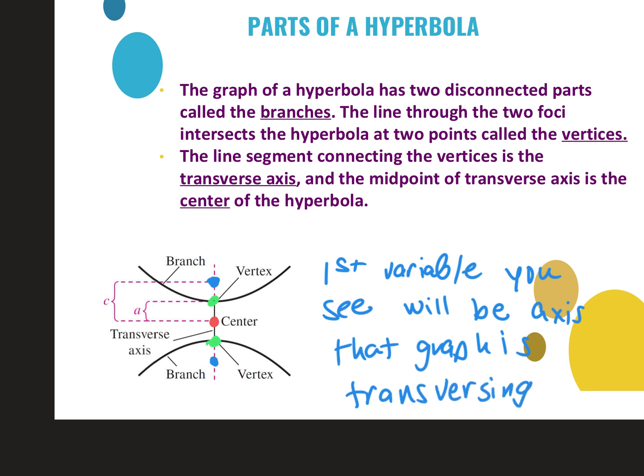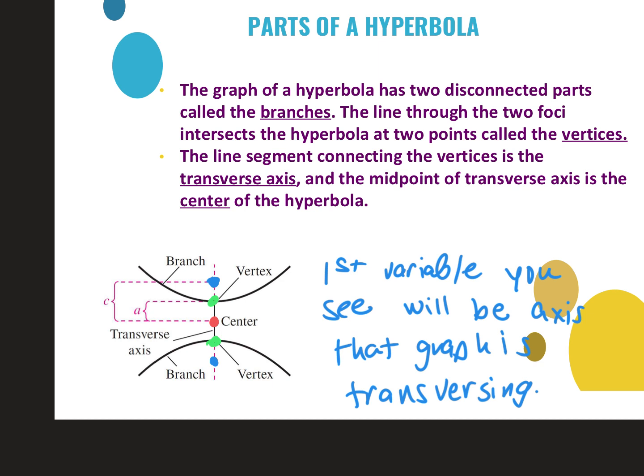Now, what does this say? It says the first variable you see will be the axis that your graph is traversing. What does that mean? When your equation is written in standard form, the first variable you see will tell you if it's a vertical hyperbola or a horizontal one.